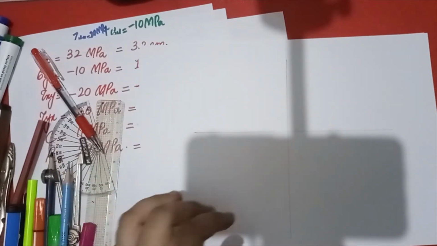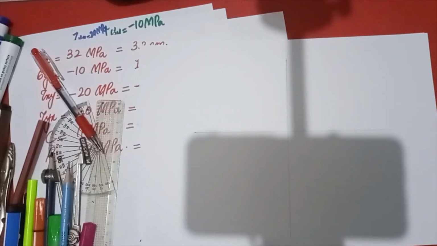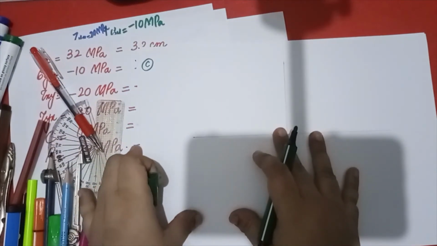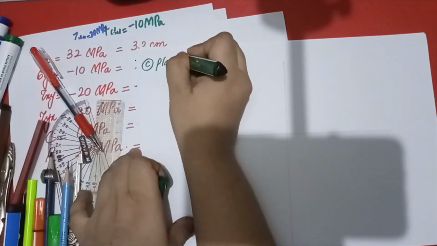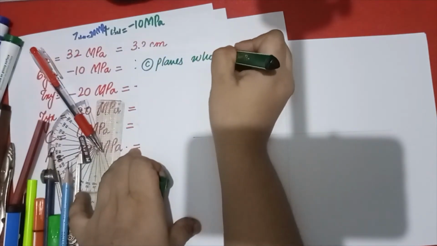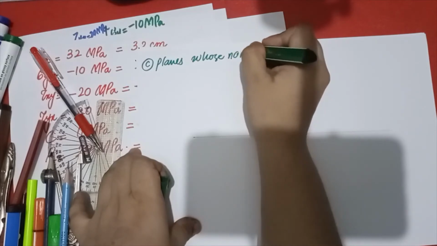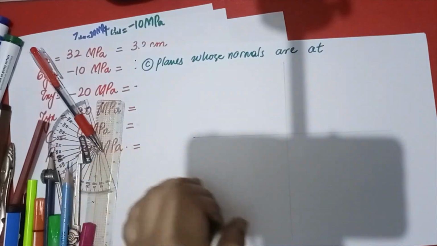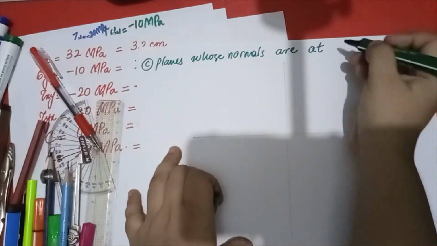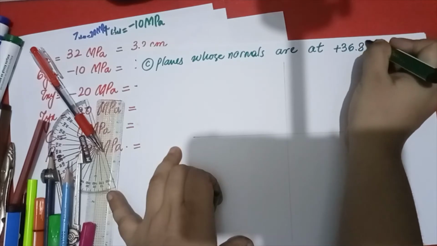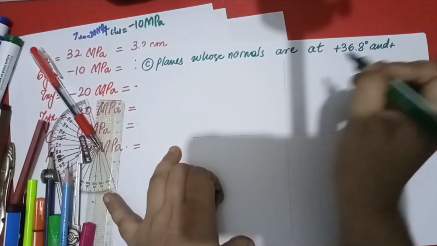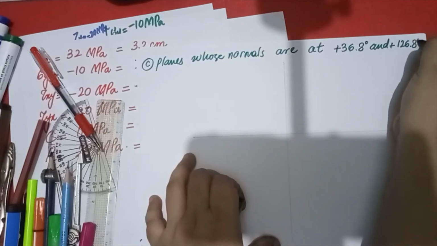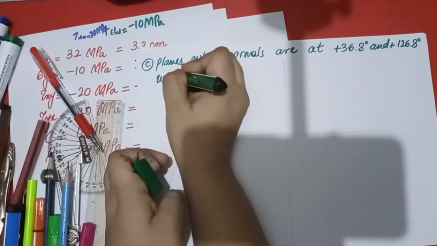In part C, it is asking for the planes whose normals are at plus 36.8 degrees and plus 126.8 degrees with the x-axis.